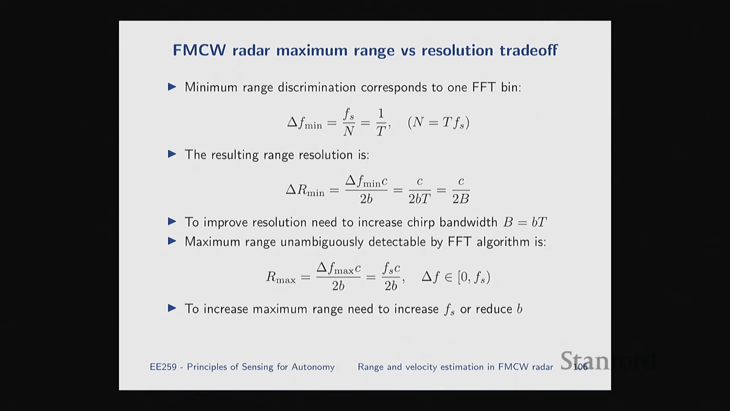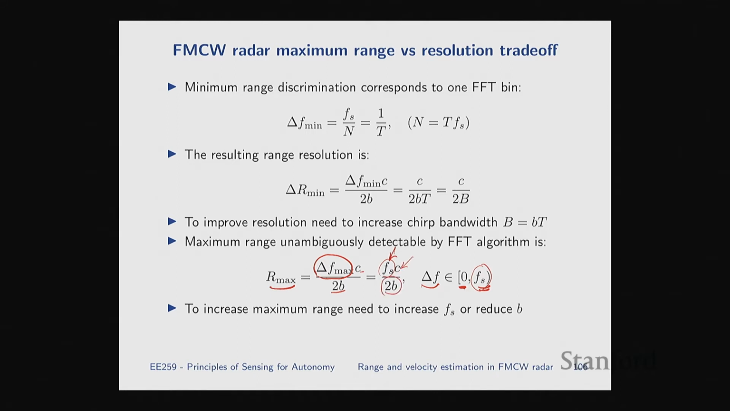What about the maximum range? Maximum range is, again, the maximum frequency you can find in your FFT times the speed of light divided by 2B. What is the maximum frequency? Well, we know that range is always positive by definition. So when we look at our FFT, our delta F can be from 0 to a maximum, which is the sampling rate, Fs. And this is from the Nyquist theorem. So we plug in our delta F max as the sampling rate, and that gives the maximum range, which is sampling rate times the speed of light divided by 2B.